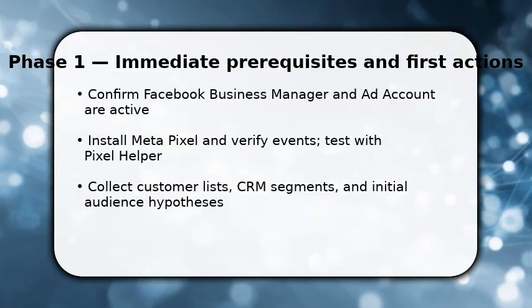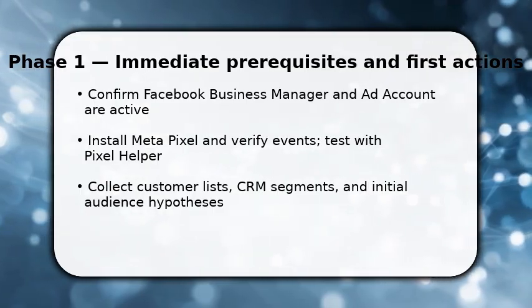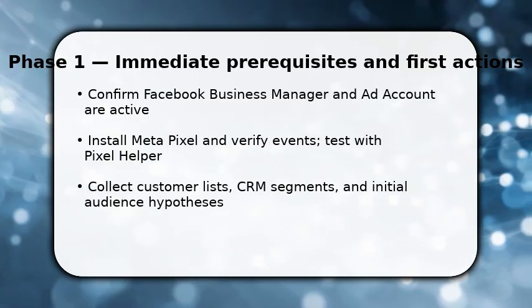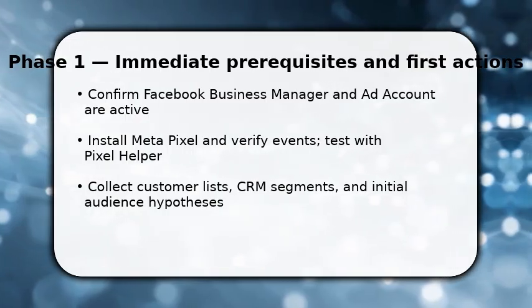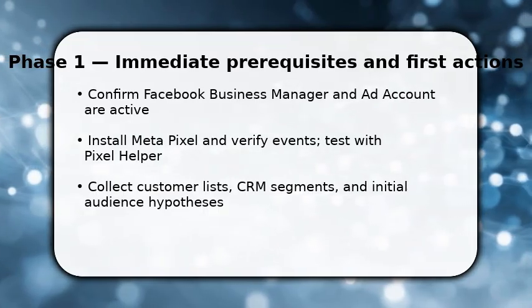You start by ensuring prerequisites are ready: Business Manager, an ad account, and a working Meta pixel. Install and test it. Next, import your first-party lists and map CRM fields so Facebook can match users. This improves reach and lowers cost.